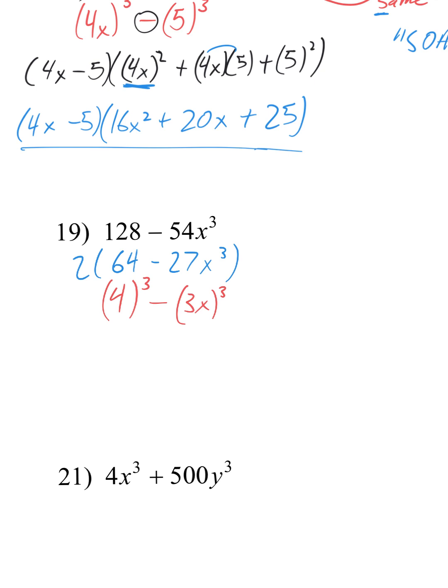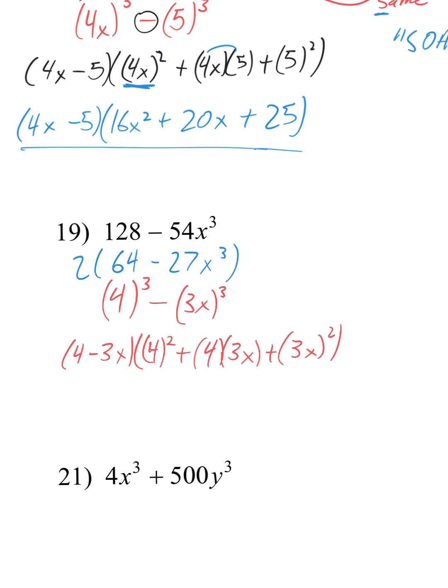So here is the problem worked out. So I've got 4 minus 3x, then 4 squared in the first spot, plus, remember the opposite sign, 4 times 3x. And I use parentheses when plugging stuff in. It will keep us from making any mistakes. And 3x squared in our final spot.